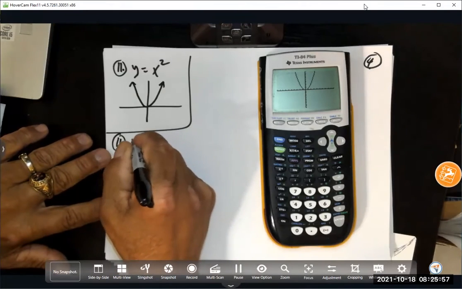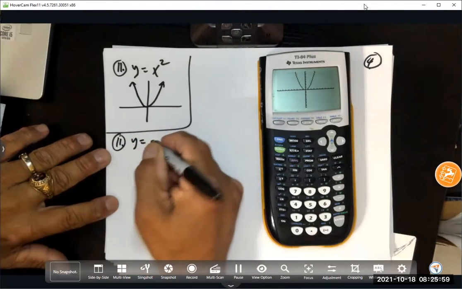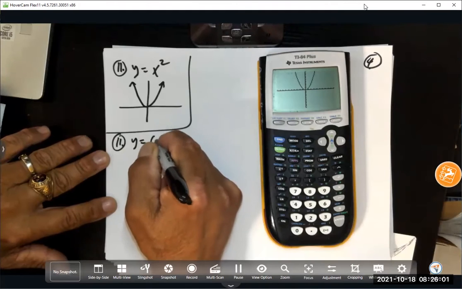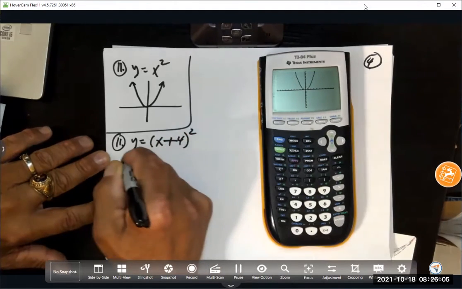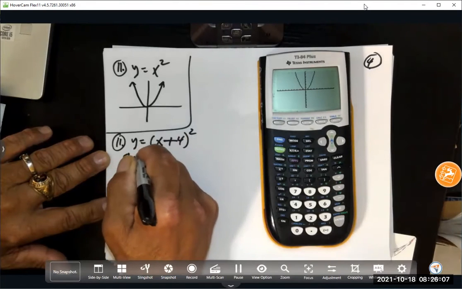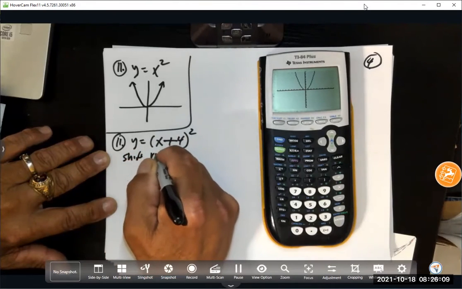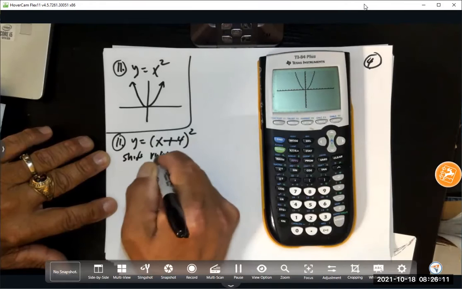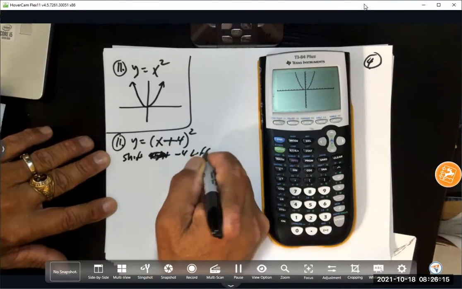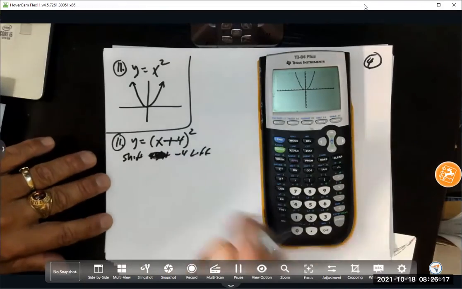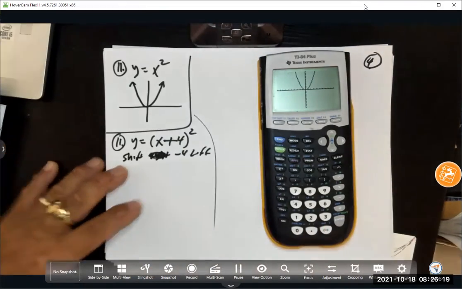So now, if I were to put something inside of it, you know what it's gonna do. If I put x plus 4 squared, you know it's gonna shift. It's gonna go right. Nope, it's gonna go opposite of that. Negative 4, left. Okay, so it's gonna shift negative 4. Let's just do it in the machine.